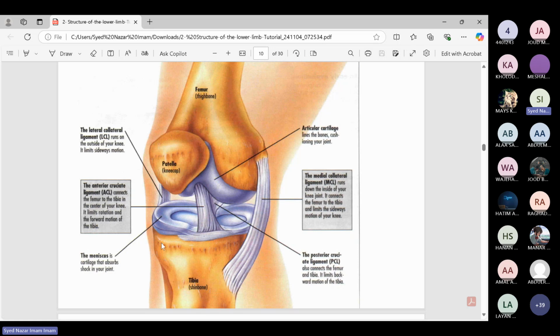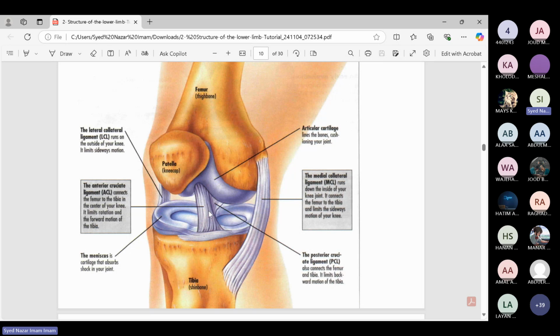There is one very important thing, that is the intracapsular and extrasynovial. What does this mean? Remember again, intracapsular and extrasynovial. So now I told you that we have four intracapsular structures, two cruciate ligaments and two menisci. But these cruciate ligaments, they are intracapsular but extrasynovial.